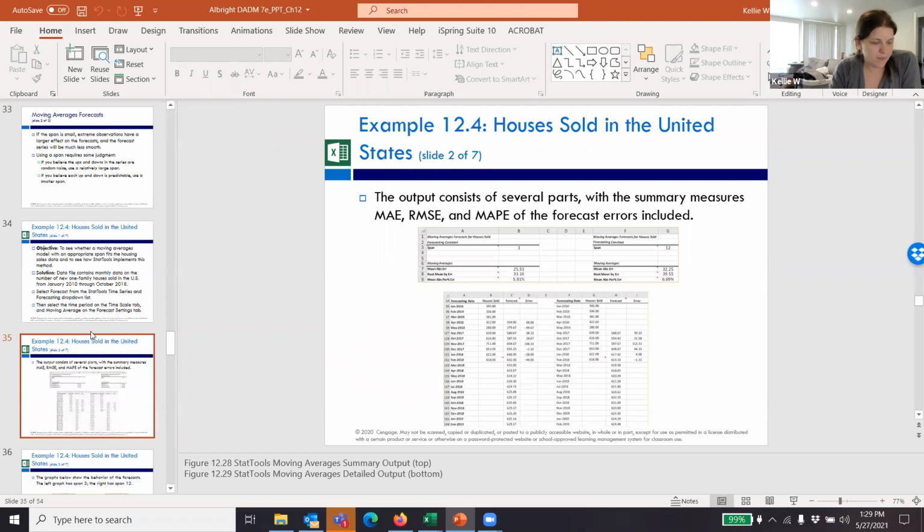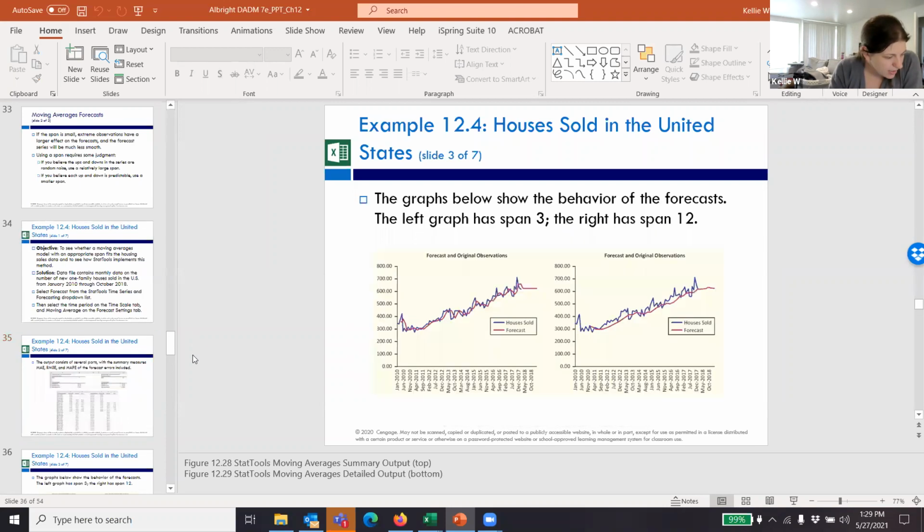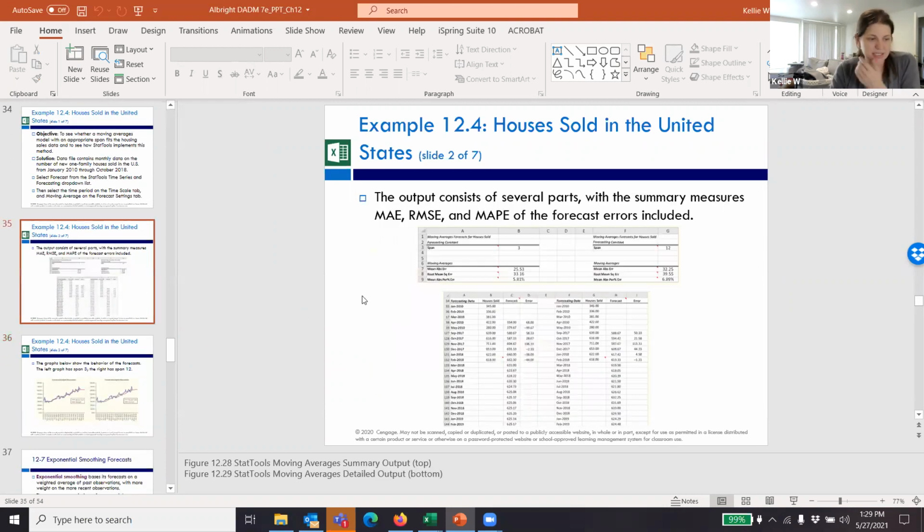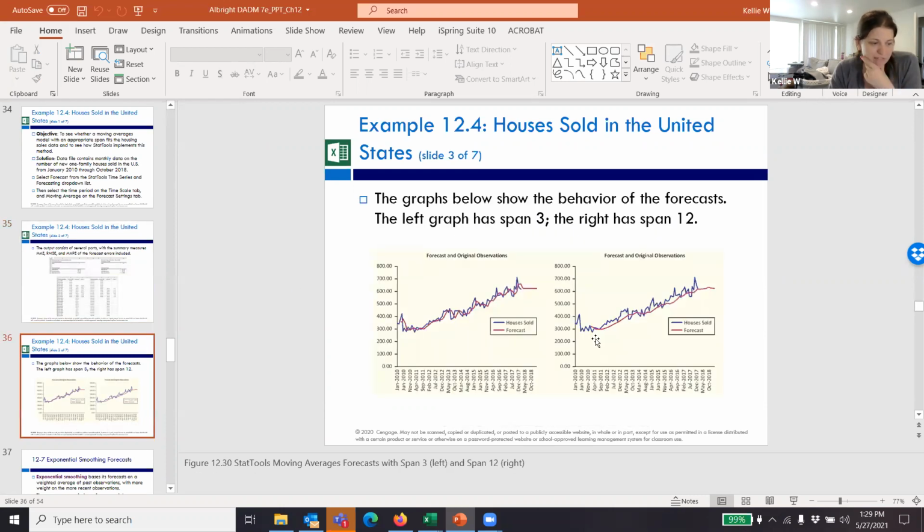So it looks like they took some housing data and they tried to run some forecasting on it, and then graph the behavior. So the original data fitted with a forecast that's not smooth with a moving average is this red line. You can see it's kind of all over the place.